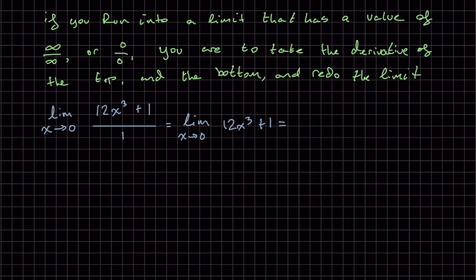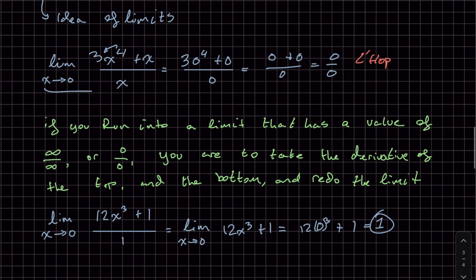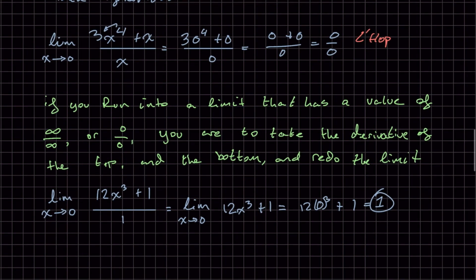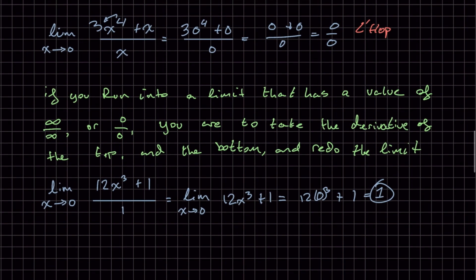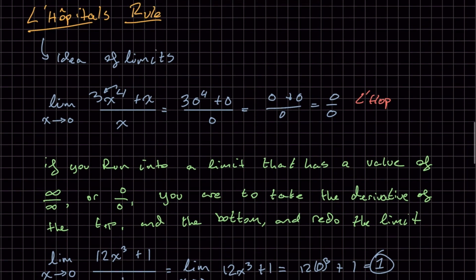And then we can plug in, because like I said in the limits video, this is just a polynomial, and any polynomial you have, you can just plug in 0, and this is equal to 12 times 0 cubed plus 1, which is equal to 1. And that is the answer of this limit. Nothing has changed. It's the same limit, just we've taken the derivative. And that's all L'Hopital's rule is.